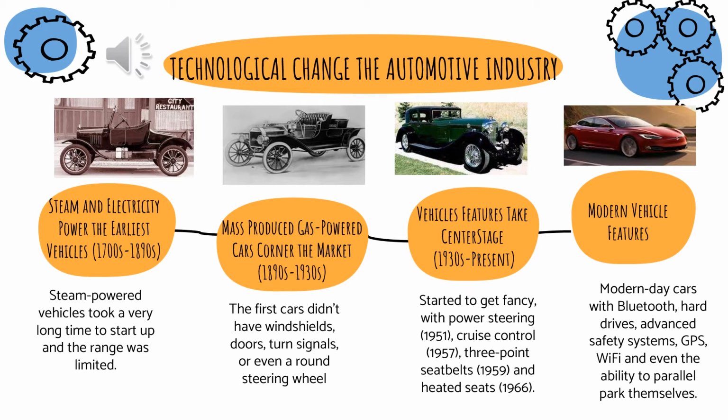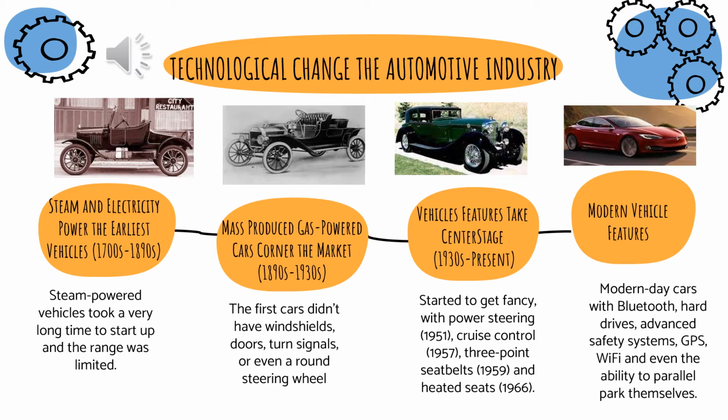Despite improvement, there were still a lot of shortcomings. Steam-powered vehicles took a very long time to start up, and the range was very limited. And next one is Carl Benz in 1885, who invented the first gas-powered car. The first car didn't have a windshield, doors, tensioner, or even a round steering. However, it can be said that Carl Benz's first gas-powered car was the major catalyst for the production of modern automobiles, as many automakers followed in his footsteps, trying to create their own version of car.